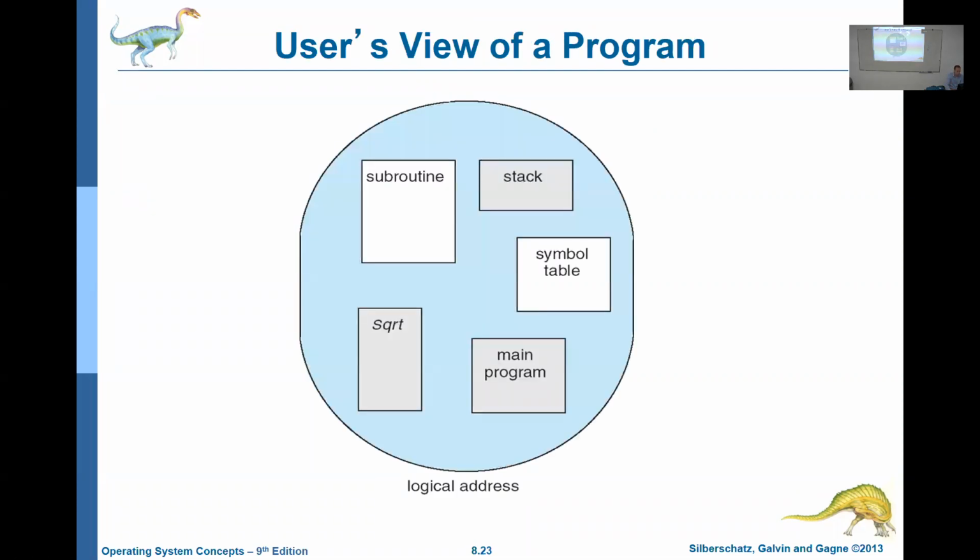So here you go. Here are my logical addresses. Notice it says a user's view of a program, because the niceness of this way of doing it is that this is the way a user thinks about the program. He thinks, here are my stacks, and here are my functions. Square root is a function. Here's a library function.